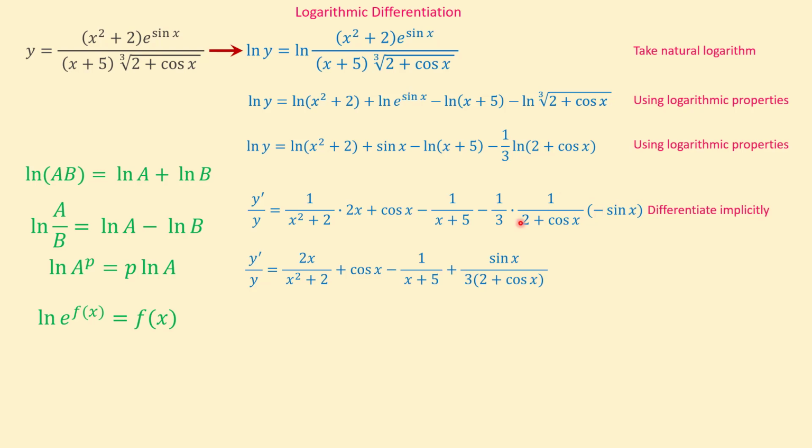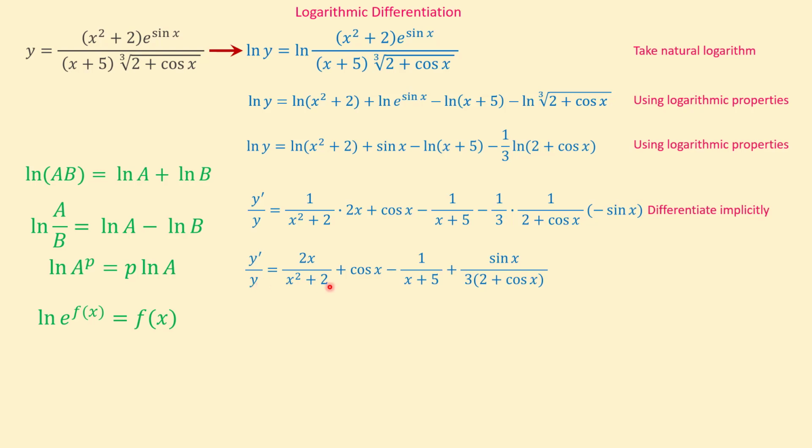Minus times minus becomes plus. And sine of x multiplied by 1 is sine of x over 3 times 2 plus cosine of x. So we have y prime over y equals this expression. But we want y prime to be isolated. We have to get rid of this y in the denominator. To get rid of this y in the denominator, we have to multiply both sides of this equation by y.